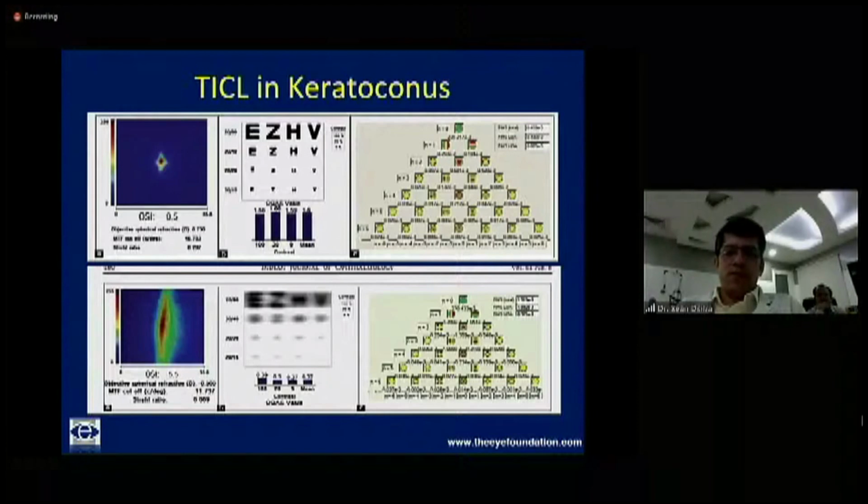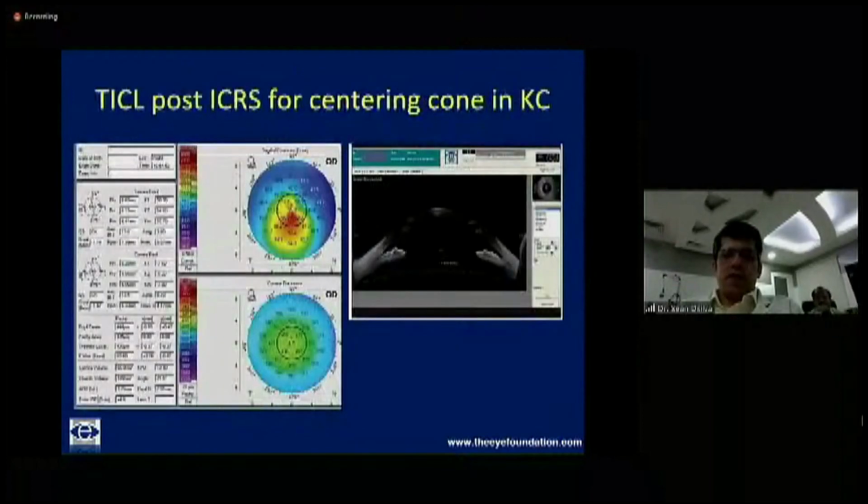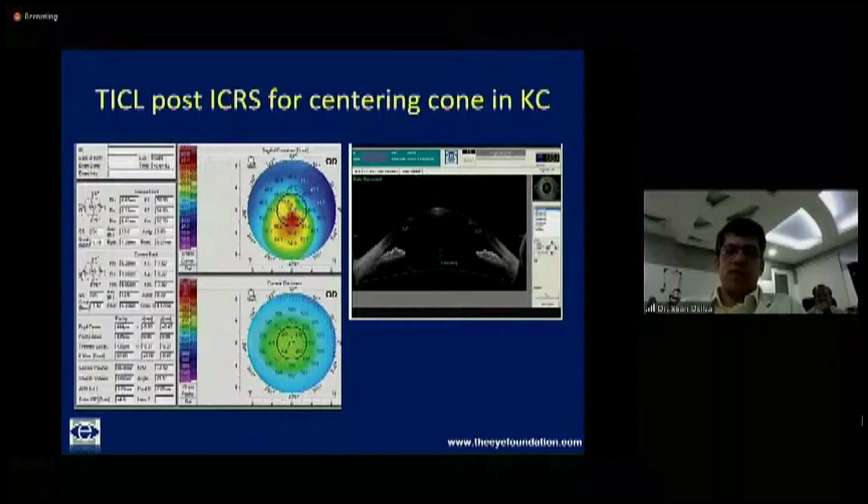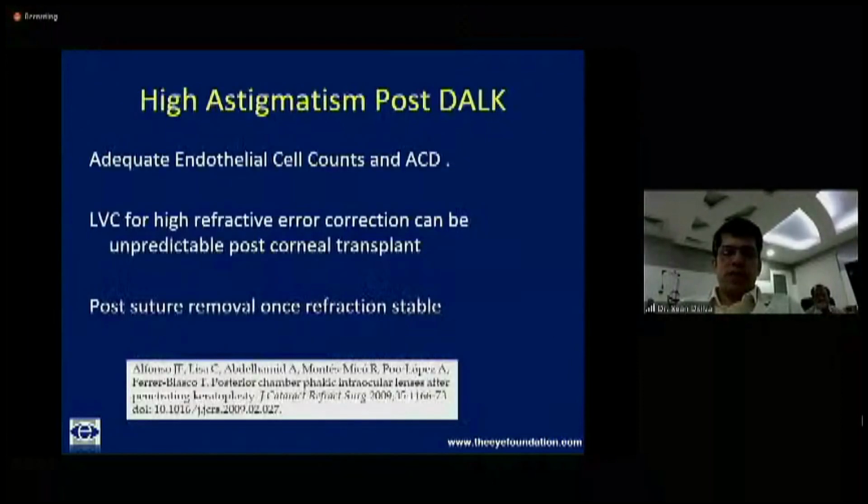In the lower picture, you have a patient with a very poor contrast sensitivity and a very large amount of glare and halos. In many cases with decentered cones, you may need to center the cone well with an intracorneal ring segment and then go in for an ICL implantation, which will give rise to a much better postoperative visual outcome and quality of vision.